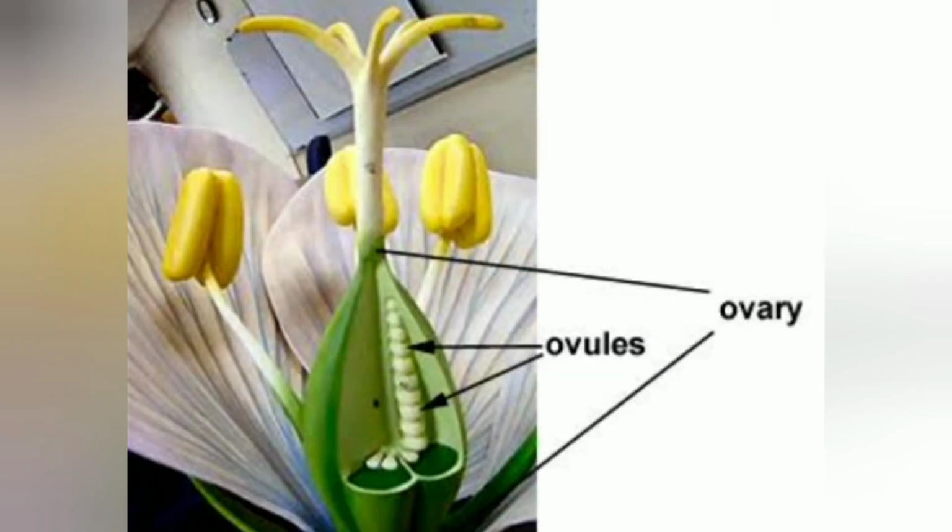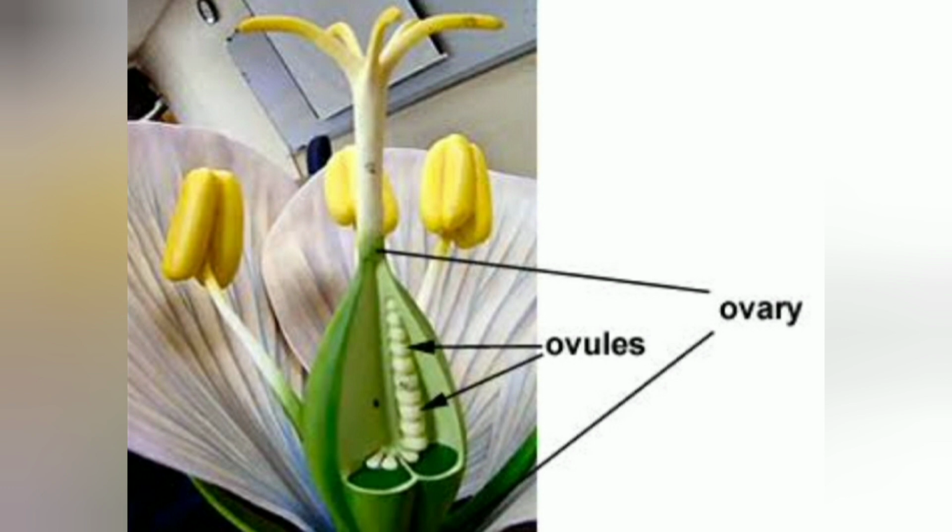The ovule. The ovule is located inside the ovary. Basically, these are the flower eggs. The pollen will travel from the stigma through the style to the ovary. Once in the ovary, the pollen will then fertilize the ovules. This fertilization ensures the ovule will eventually develop into a seed.